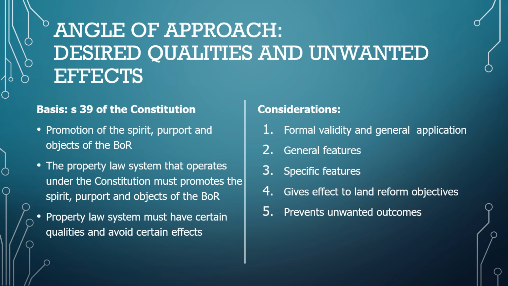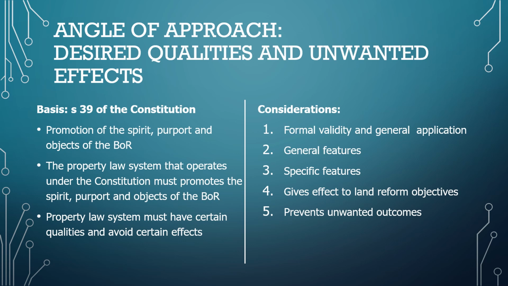in front of the progressive realization of access to housing, then you are dealing with a piece of legislation that does not promote the land reform objectives, or that hinders it, and the piece of legislation will not survive the desired qualities and unwanted effects test. Okay, then finally, in light of the above, a property system should not have certain unwanted effects or causes, or exacerbate these certain effects. And what are these things? So the source should avoid or prevent insecure tenure, landlessness, and homelessness.